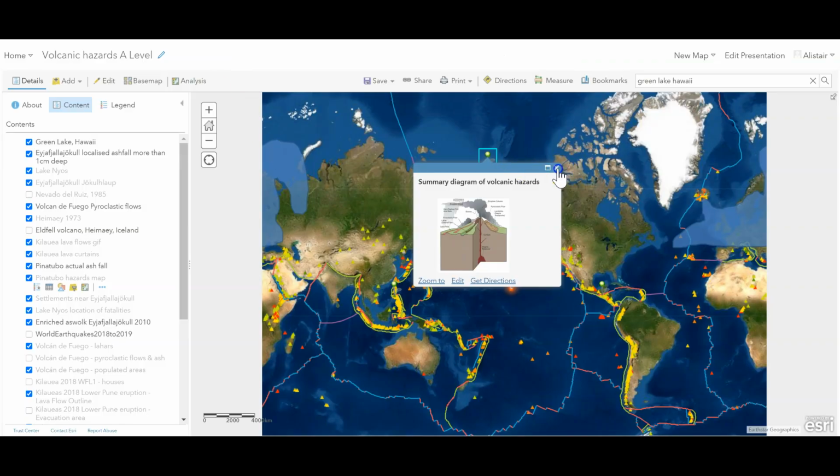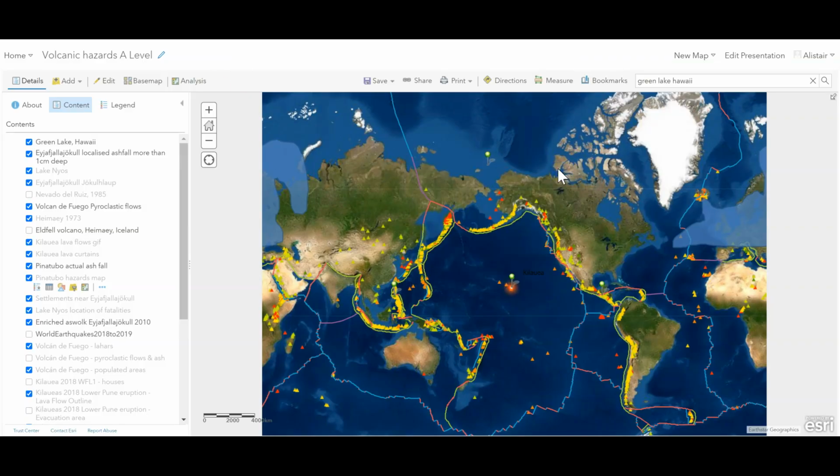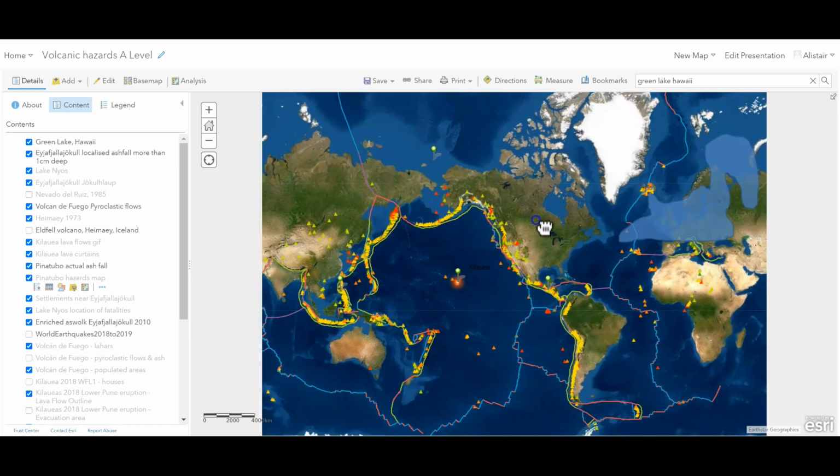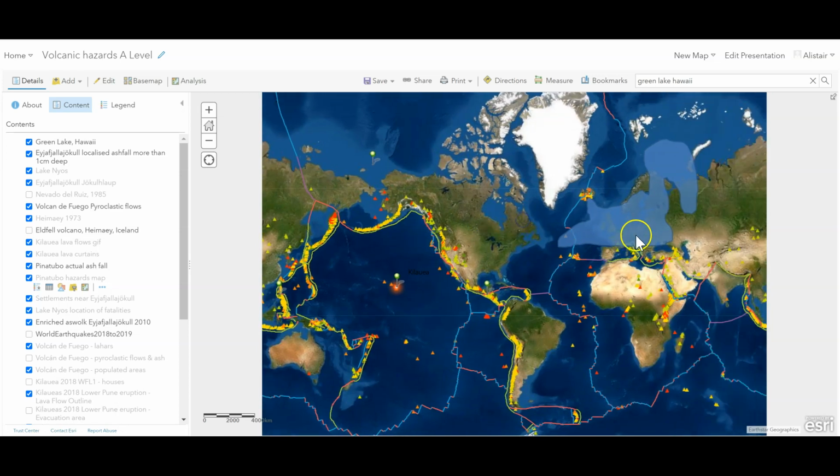You can use that to help you fill in your poster. Make sure that you know the hazards, the socioeconomic and the environmental impacts, and make sure that you've got plenty of reference to places. And that's what's potentially going to kill you if a volcano erupts.